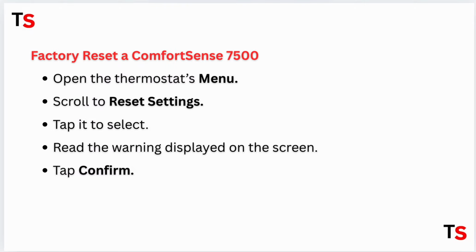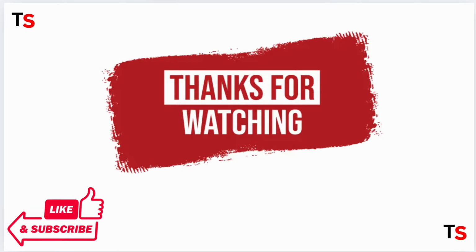Then factory reset a ComfortSense 7500. Open the thermostat menu, scroll to Settings, tap to select it and read the warning displayed on the screen. Tap to confirm. So this is the way that you can do it.